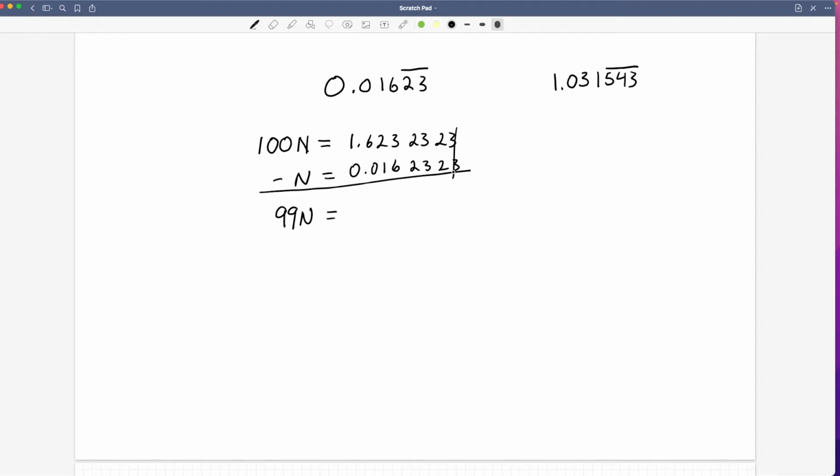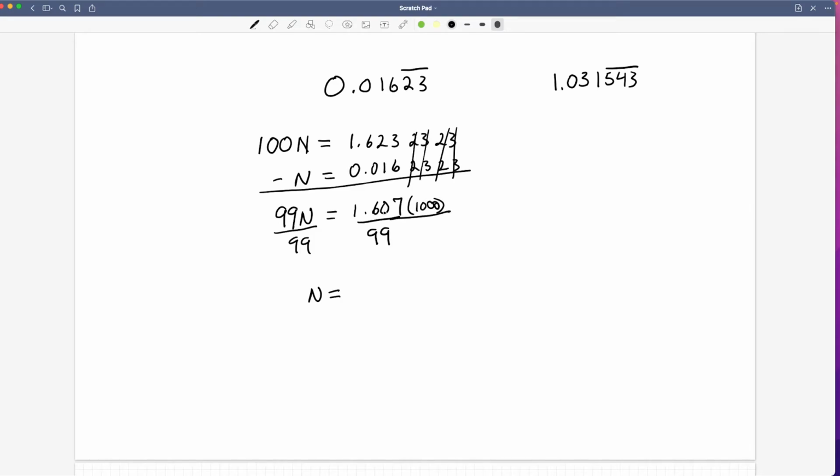Each of these would cancel out, so all the repeating decimals would be gone. We would be left with these to actually subtract, and that would give us 1.607 is equal to 99n. Now we just divide both sides by 99. But we can't have a decimal over a fraction. That just doesn't work. So we're going to multiply by the number of digits we have here, times 100.